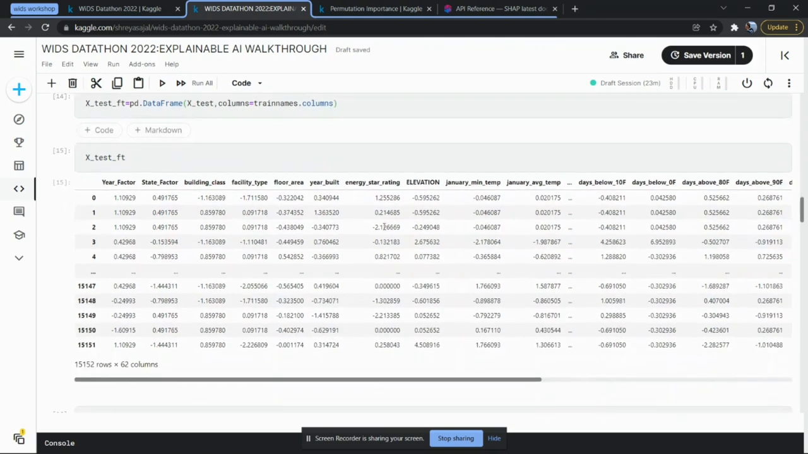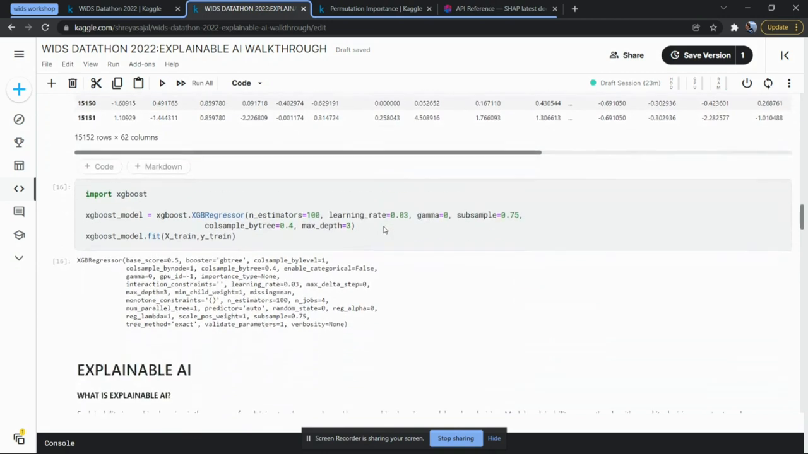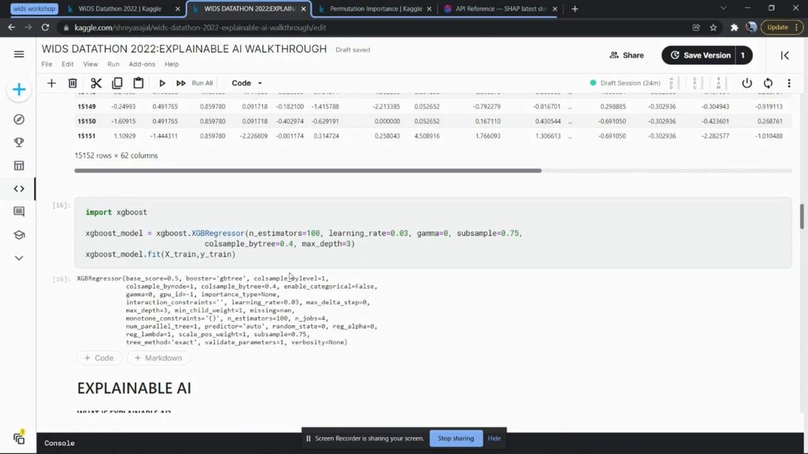After that, you are having the XGBoost model that I have fitted. The n estimators is 100. These are the hyperparameters that I chose. You can use hyperparameter tuning using Optuna, grid search, random search, whatever you want to use to tune the model. I have not tuned it because, as I told earlier, that is not the main focus of the talk. And then I fitted it on our X train and Y train.